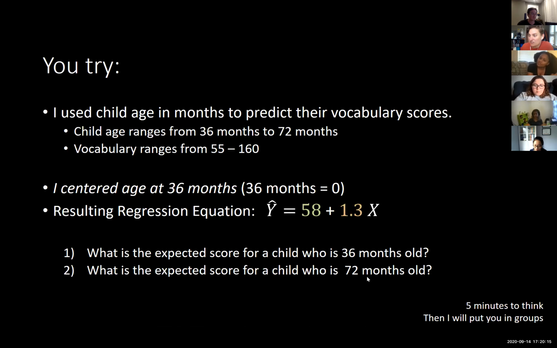Now to get to 72, remember I subtracted 36 from everybody's score. So I end up with 72 minus 36, which I think is 36. So then I would plug 36 in for the X value here, in which case I have 36 times 1.3 plus 58, which gives me my predicted score for somebody who's 72 months old.